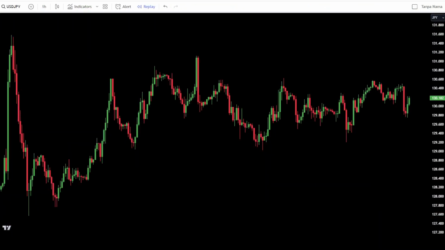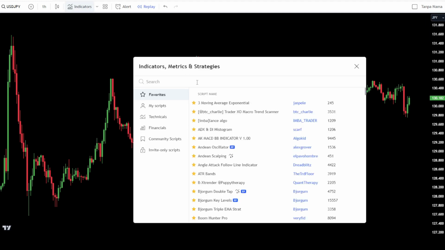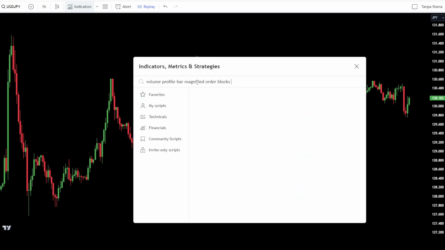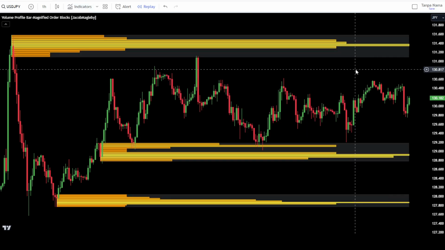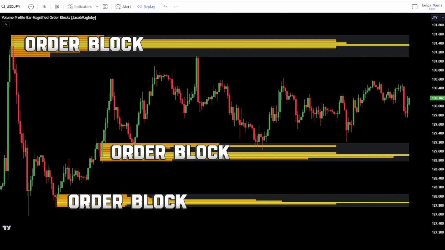To use this trading strategy, the first step is to enter the TradingView platform. Then, go to the Indicator Search tab. In the Search Indicator tab, type Volume Profile Bar Magnified Order Blocks and select the one provided by Jacobmagleby. The Volume Profile Bar Magnified Order Blocks indicator is useful for identifying key levels within the market structure. It marks the order block areas in the market.